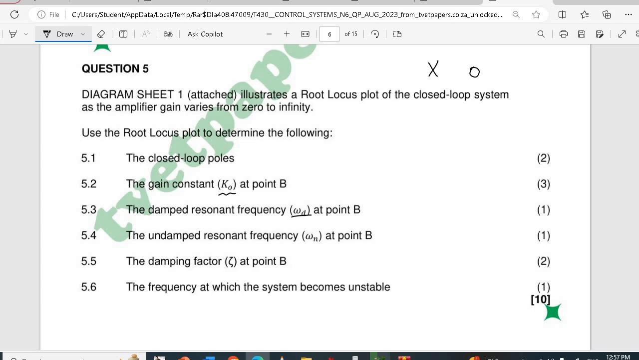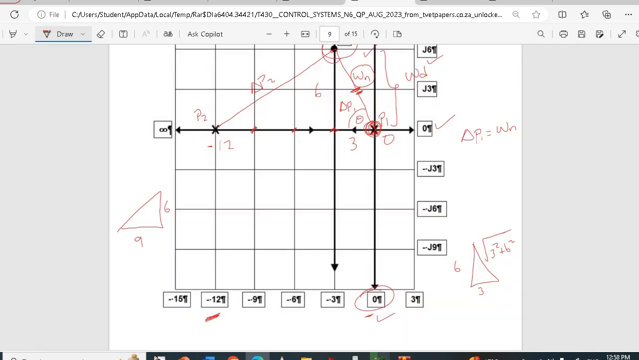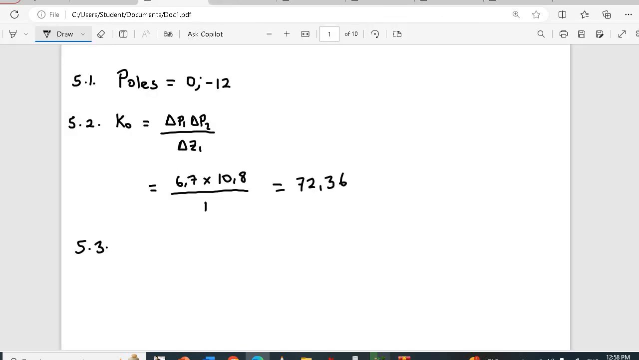WD, the damped resonant frequency, I said, and the next one they want undamped, so they want WD and WN. Remember from this, I said the damped is always the vertical to the point. Then the undamped is from 0 to WN. So in this case, my damped, which is vertical, is 6. But remember, this is frequency, so you put frequency units.